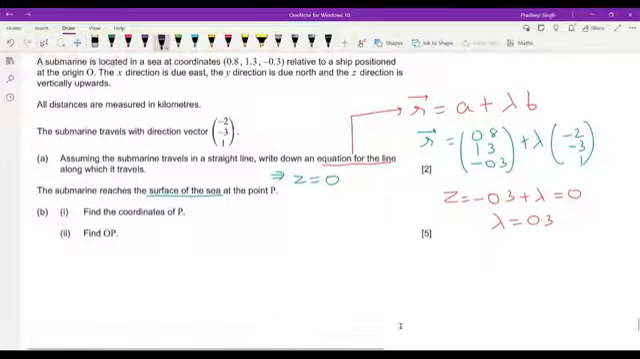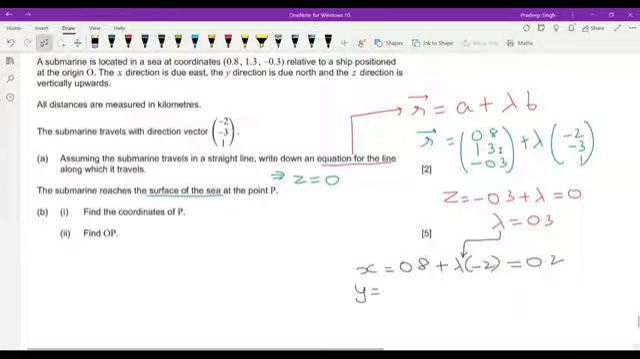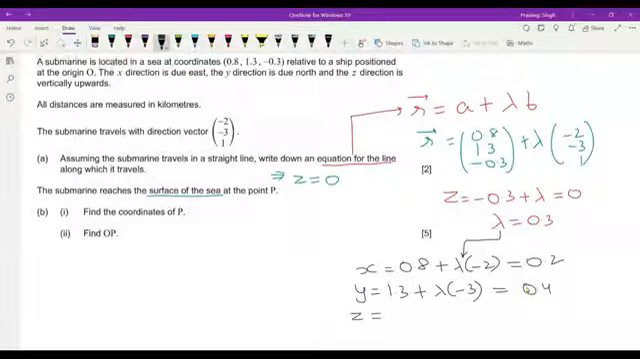And now if we try to get the coordinates, X coordinate was 0.8 plus lambda into -2. So let's write that down. X will be 0.8 plus lambda into -2. So we will put lambda as 0.3 in this particular case. And solving this, we get 0.2 as the answer for the X coordinate. Y coordinate will be 1.3 plus lambda into -3. If we put the value of lambda as 0.3, the Y coordinate comes out as 0.4. And the Z coordinate, of course, is 0. So the answer for the B1 part is 0.2, 0.4, 0.